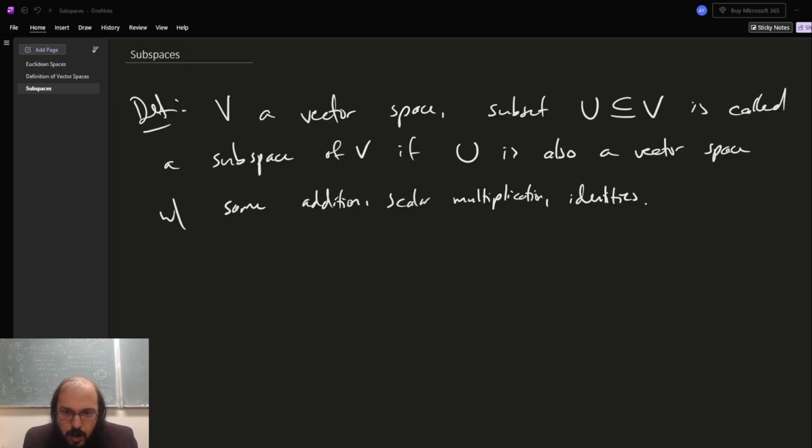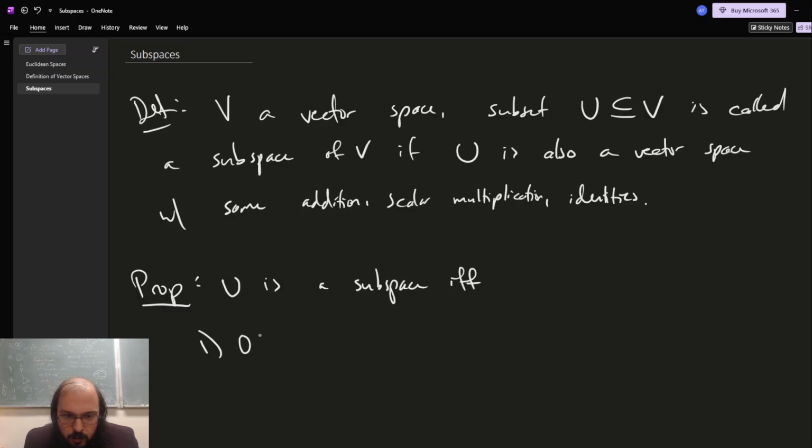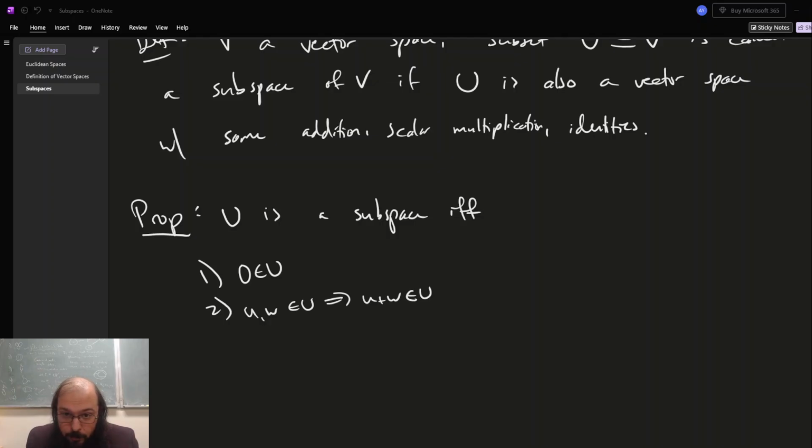We have a slightly, I don't know if I should call this a proposition or a reformulation, which says U is a subspace if and only if U contains the zero vector, U is closed under addition, and then lastly, it's closed under scalar multiplication. So if u is in U and a belongs to whatever the field is, then au is in U.